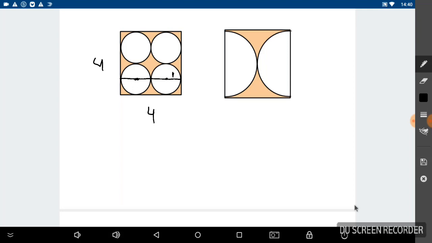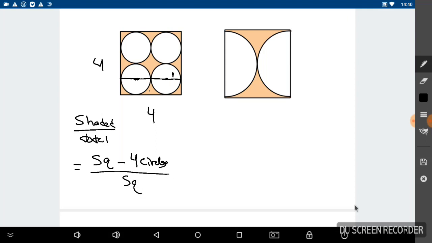Let's see. Shaded over total. So the shaded now is going to come from the square minus, I'm trying to get in these shaded regions, so now I'm subtracting the 4 circles. And the total, again, is the square, the whole entire thing. So the square's area in this one, I've got a 4 by 4, minus 4 circles. Each circle is pi times 1 squared, and then the total is 4 by 4.